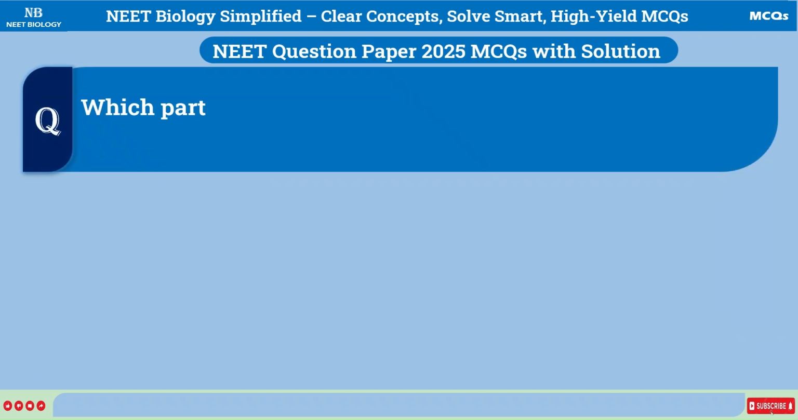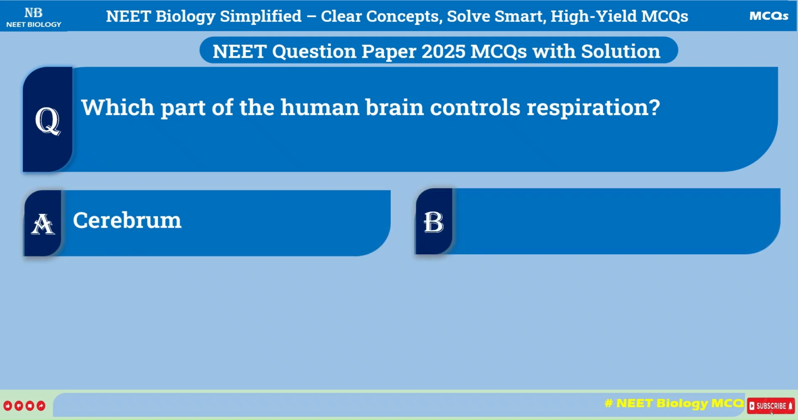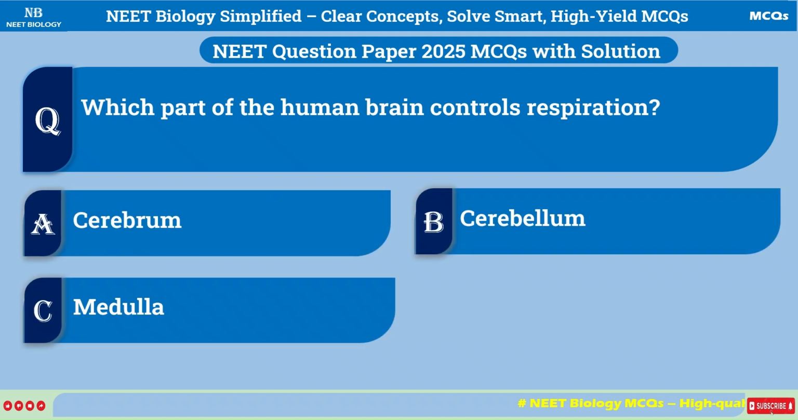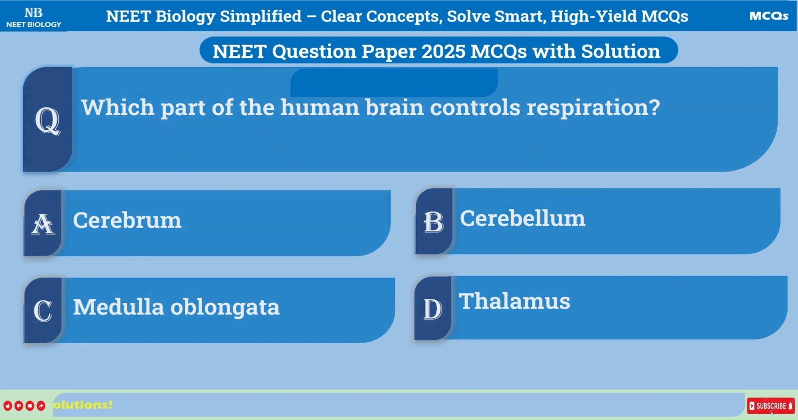Which part of the human brain controls respiration? A. Cerebrum, B. Cerebellum, C. Medulla oblongata, D. Thalamus. Correct answer is C. Medulla oblongata.